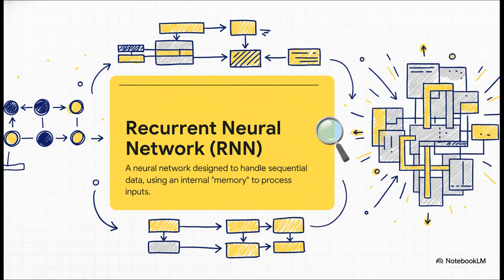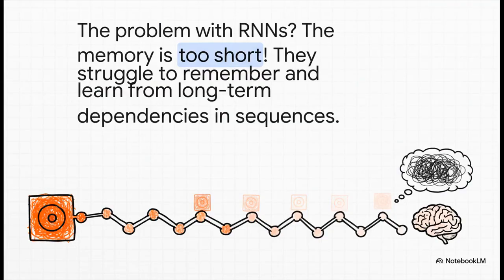And that's where the recurrent neural network, or RNN, comes onto the scene. Now this was a big deal. The idea behind an RNN is to process a sentence one word at a time, sequentially, kind of like how we read. And as it goes, it keeps this running tally, this internal memory of everything it's seen so far. It's actively trying to remember the context as it moves along.